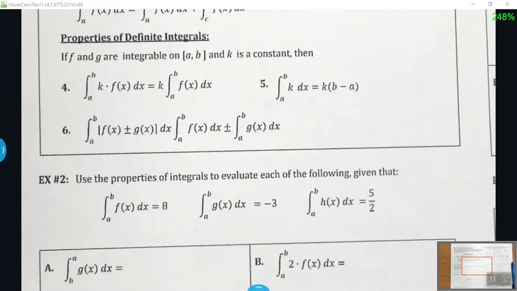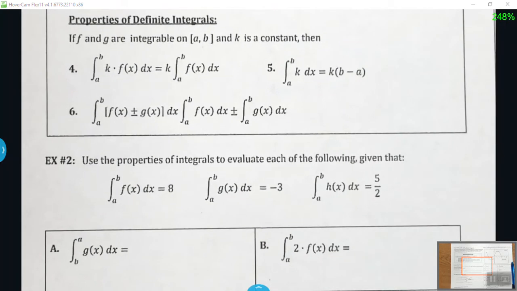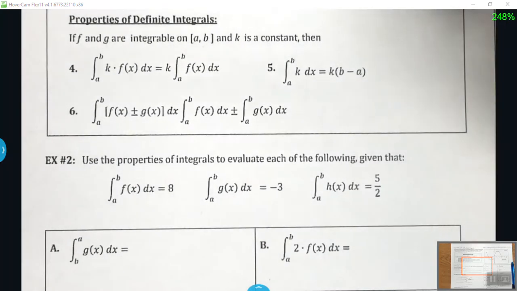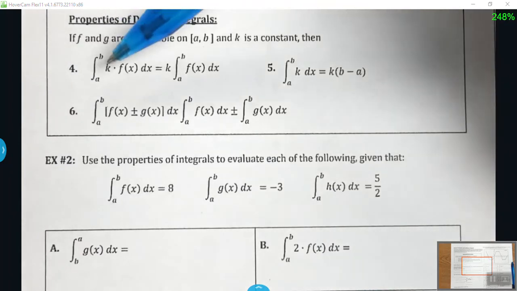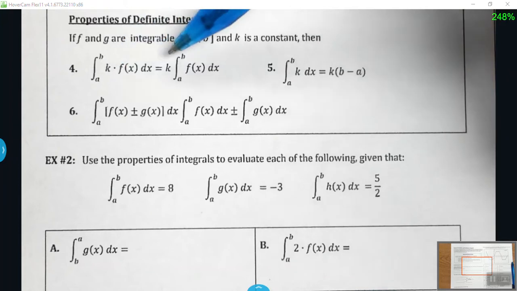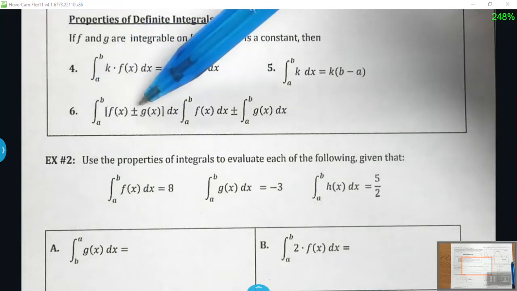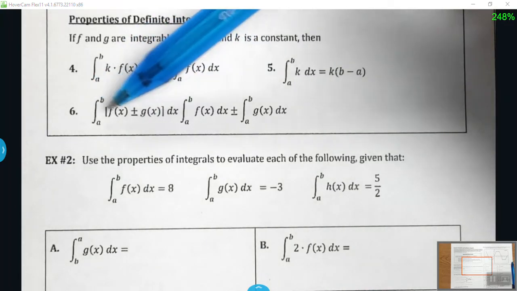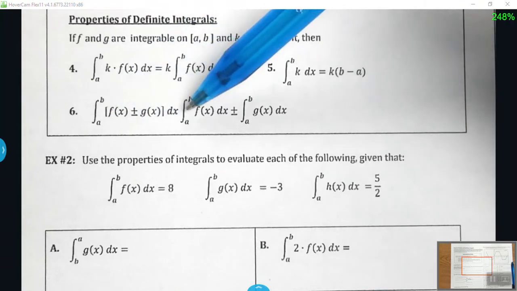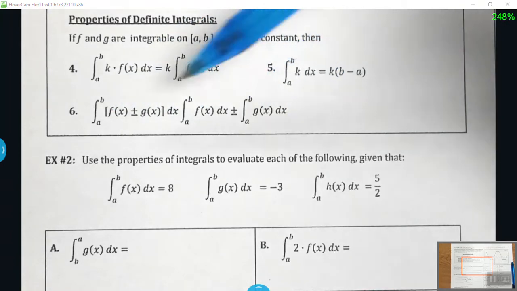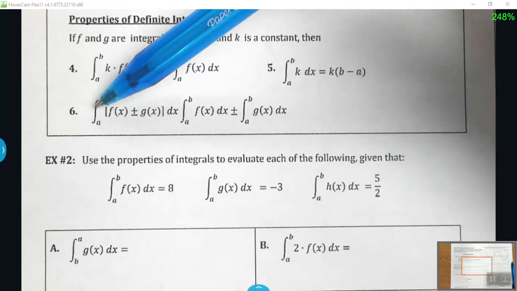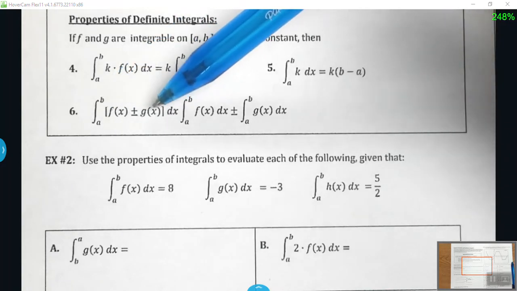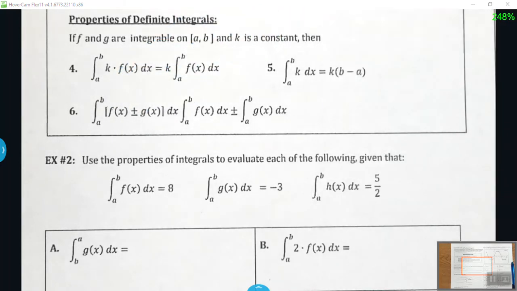Other properties of definite integrals, these are the same as derivatives. If you have a constant, it's always best to move the constant outside of the integral because it just makes it easier. Over addition and subtraction, you can distribute the integral across addition and subtraction. So you can integrate f of x and then integrate g of x and then add the two together.